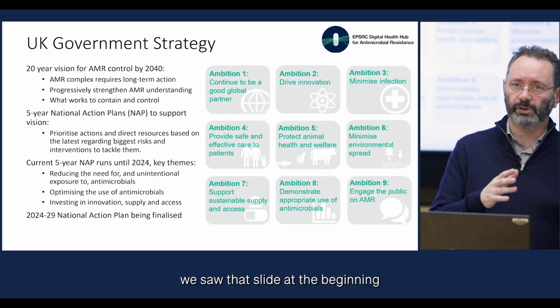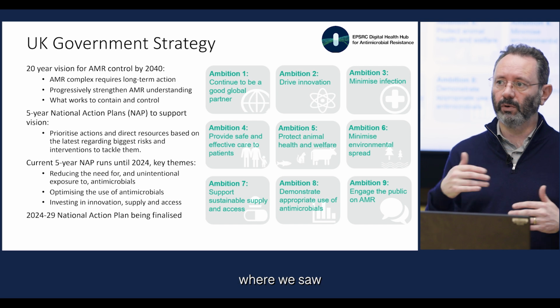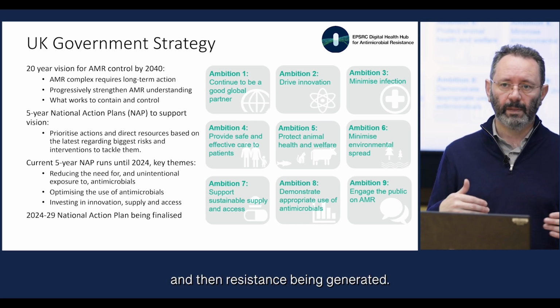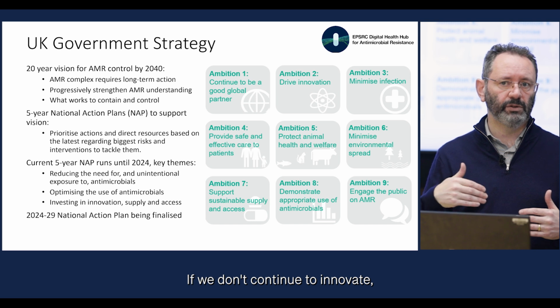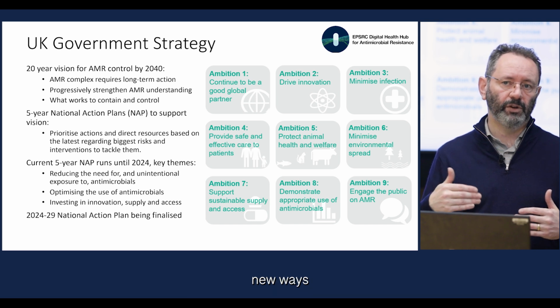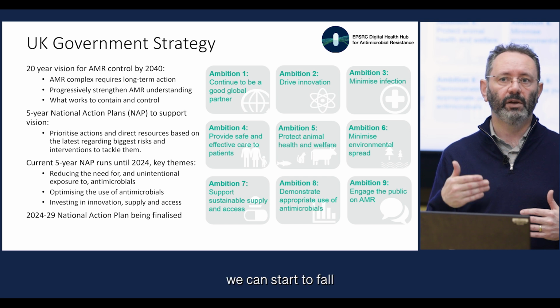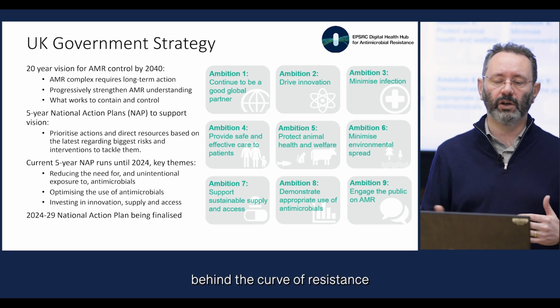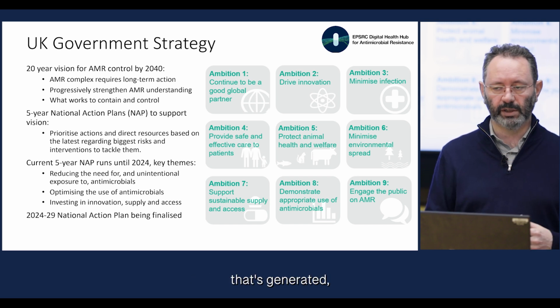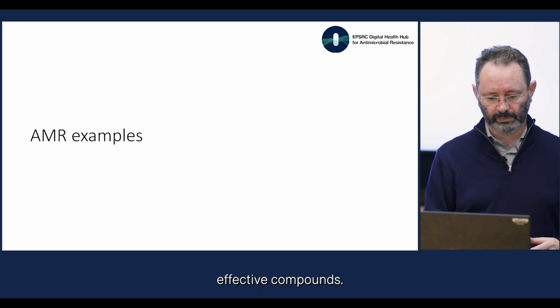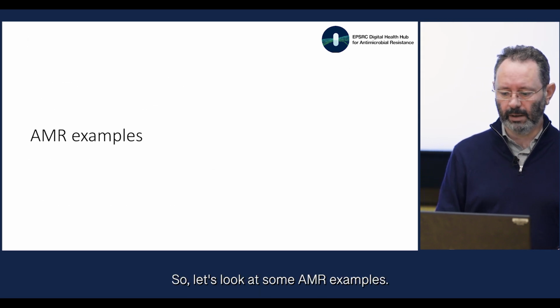So, remember we saw that slide at the beginning where we saw new antimicrobials coming in and then resistance being generated. If we don't continue to innovate new ways of controlling infections or new antimicrobials, then we can start to fall behind the curve of resistance that's generated, and we'll have fewer and fewer effective compounds. So let's look at some AMR examples.